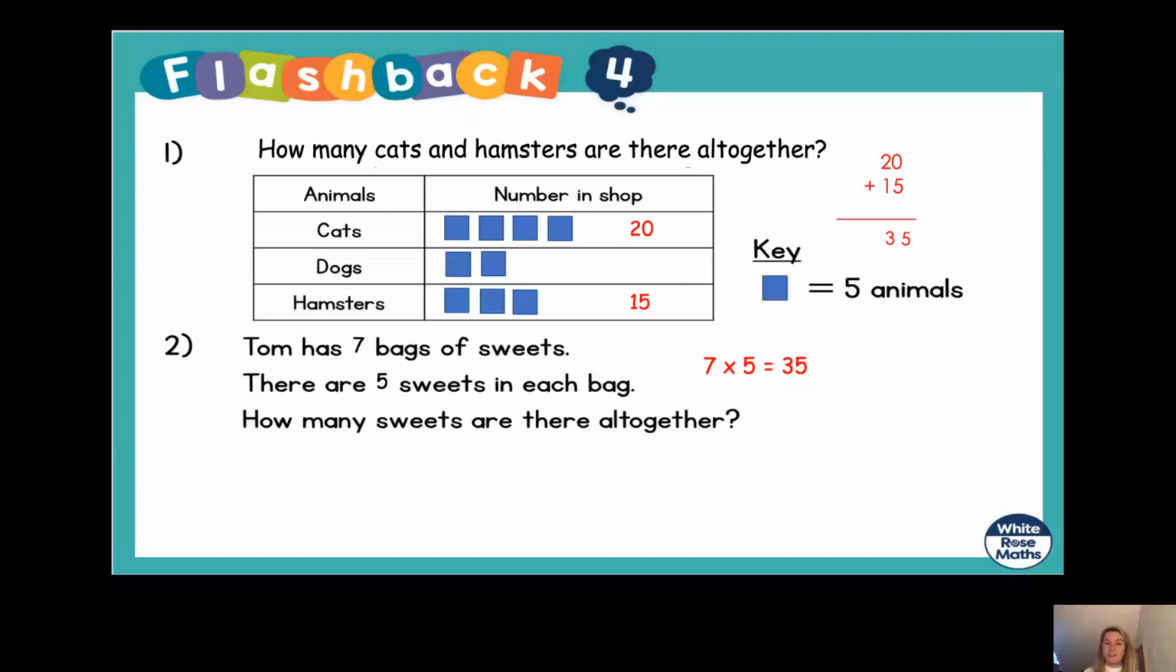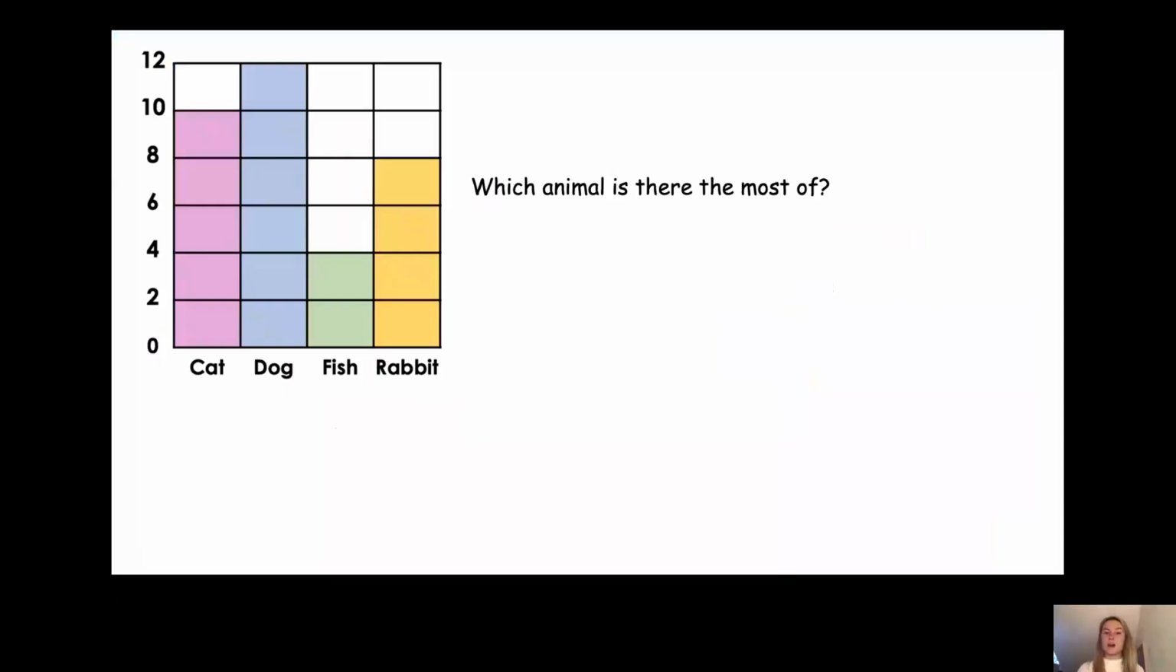Fantastic. Well done if you got those right. Let's move on to today's learning. So as I said, we are going to be looking at block diagrams and we're going to be interpreting them, so answering questions about them.